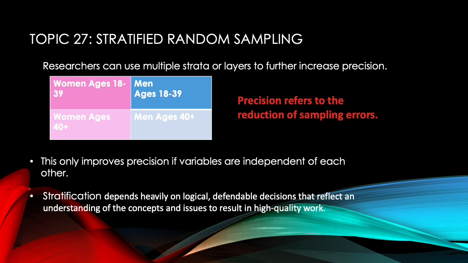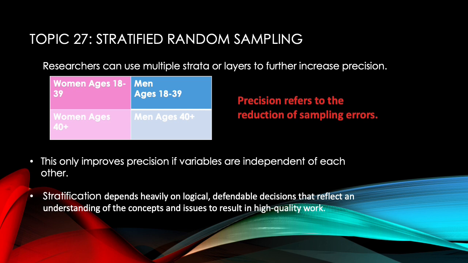Researchers can use multiple strata or layers to further increase precision, because if a sample is being based off gender and the men and women share the same opinions, the stratification variable of gender is irrelevant if those in the various layers are the same in terms of what's being studied. Stratification will improve precision only if the stratification segments the population for a characteristic along which people are expected to predictably differ in the item being described, explained, or predicted.